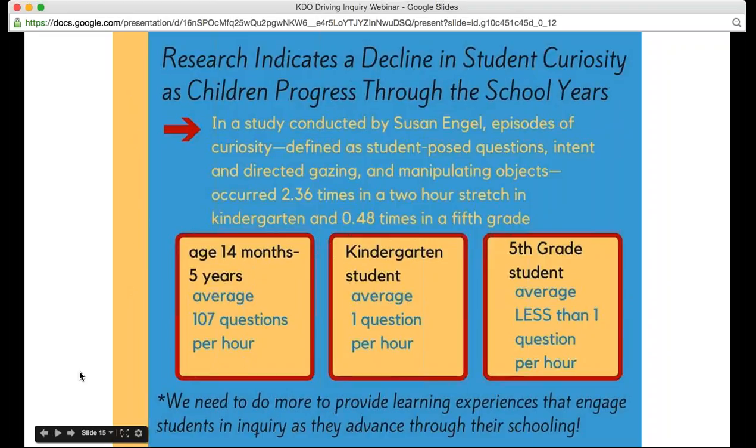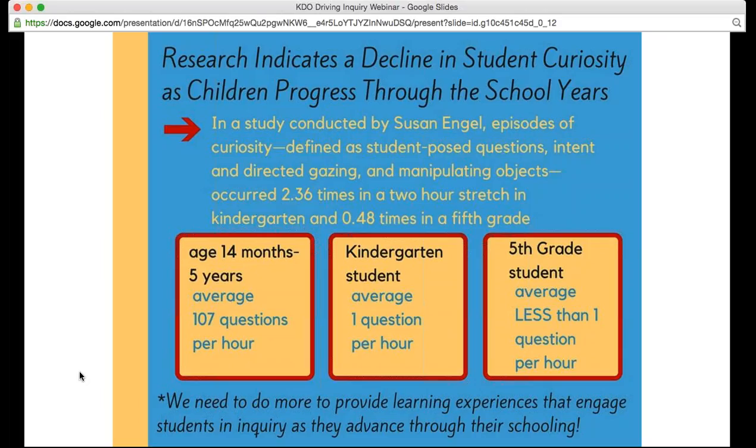So unfortunately, our predictions were higher than was actually observed. According to this study, in the kindergarten classroom, there were 2.36 instances in a 2-hour stretch, which averages out to just over 1 question per hour in the average kindergarten classroom. And the fifth grade classroom had significantly less, 0.48 instances of curiosity expressed. So that averages to way less than even 1 question per hour.